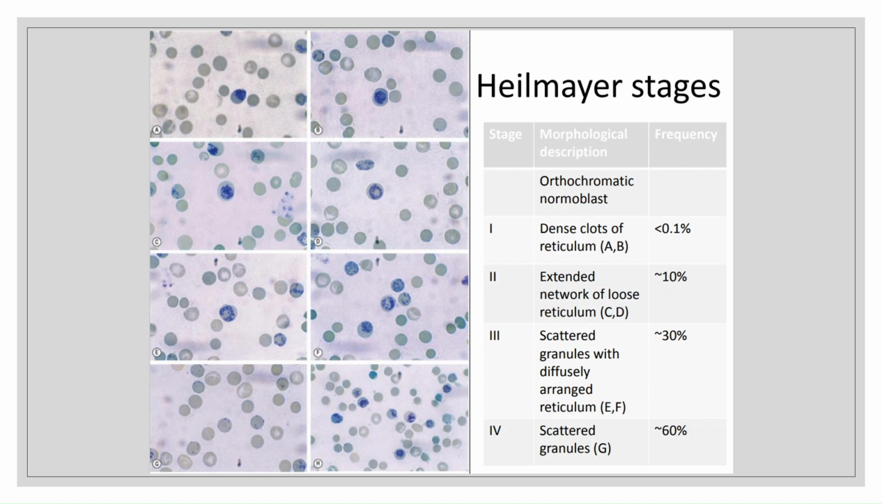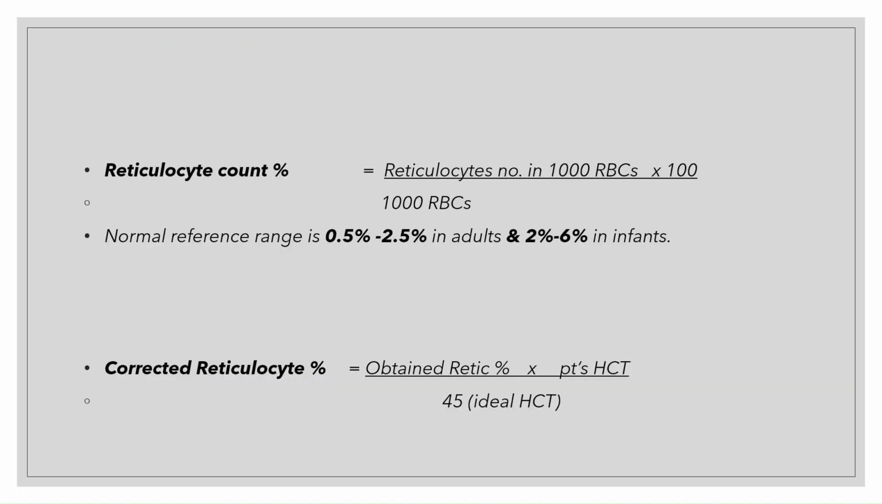Let's discuss the Heilmeyer stages of reticulocyte. Stage 1 suggests a dense clot of reticulum, which is indicated by figures A and B. Stage 2 is an extended network of loose reticulum indicated by images C and D. Stage 3 is scattered granules with diffusely arranged reticulum indicated by images E and F, and the fourth stage is scattered granules.